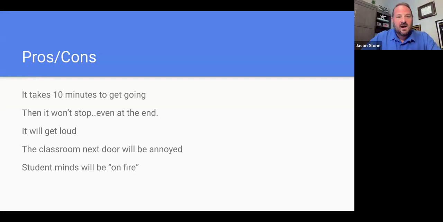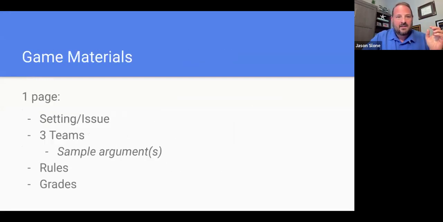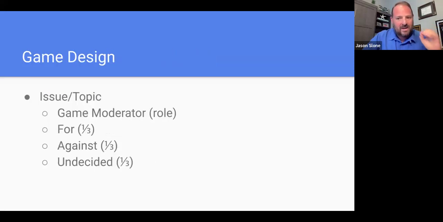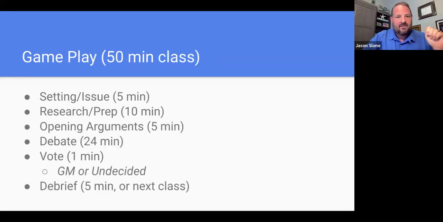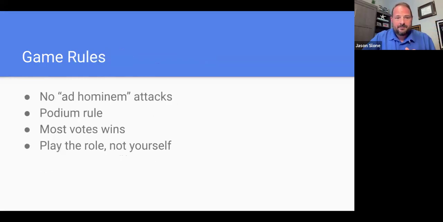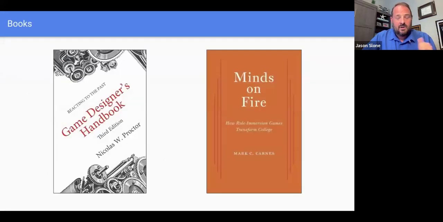So these are some pros and cons. Hopefully this came through. Again, just a quick refresh: you can write a simple one-class role-playing game with no prep on the students' part. Basically 4 roles: a GM, a team for, a team against, and an undecided. You set the scene for about 5 minutes, give them a few minutes to prep, give an opening argument, debate, vote at the end, and do some debrief. You just need a page that outlines the setting, the teams, the rules, and the grades. And you're off and running.